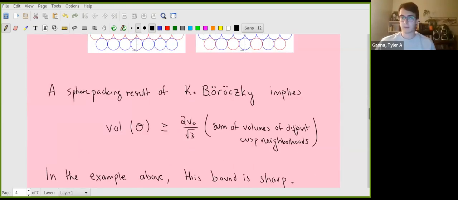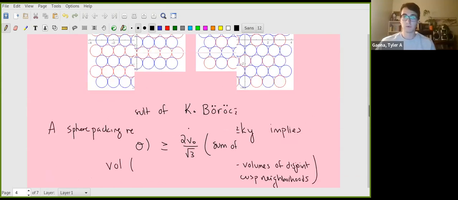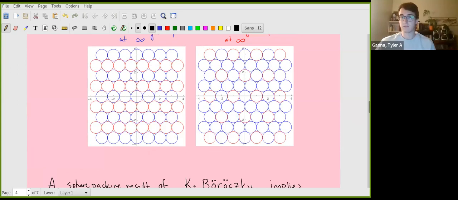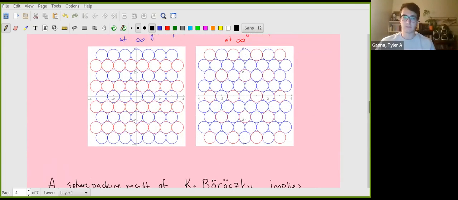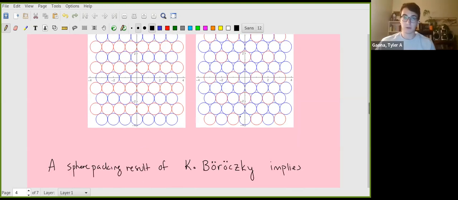Now, a sphere packing result of Böröczky implies that the volume of the orbifold is bounded below by a multiple of the volumes of its disjoint cusp neighborhoods. In this example, where we have the two cusp neighborhoods, which give us horoball packings like these, this bound is actually sharp. So this right-hand side is 5 V0 over 6. You might guess that from the fact that these circle packings we see here are the densest possible in the plane.